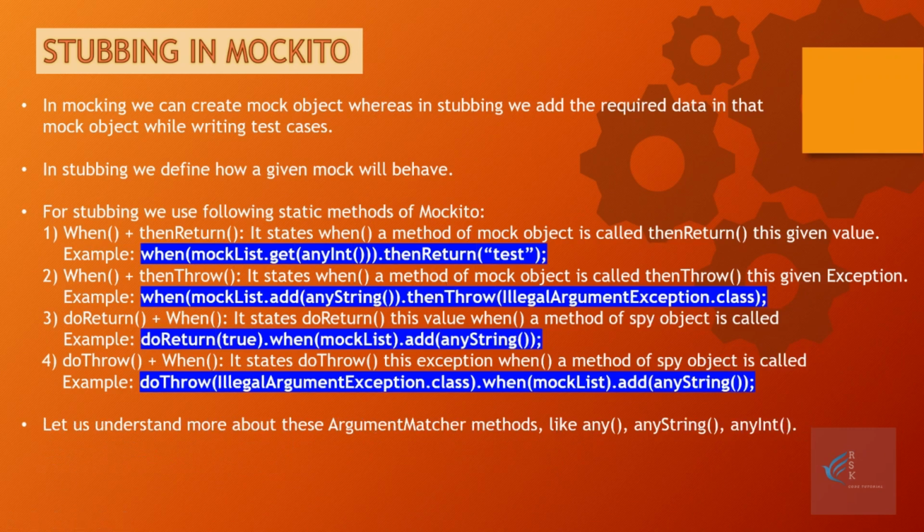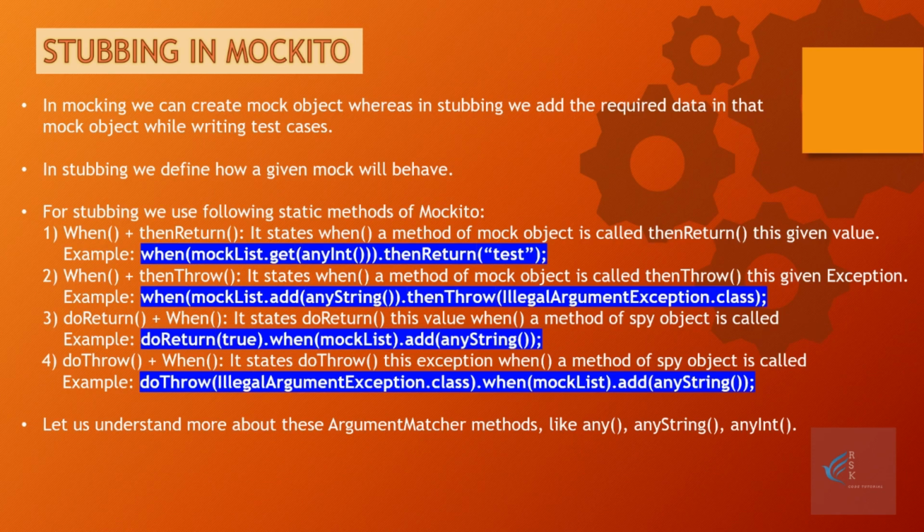In mocking, we create a mock object, whereas in stubbing, we add the required data to that mock object while writing test cases. So the mock object needs some data, which it gets from stubbing. In stubbing, we define how a given mock will behave, how it will behave during a positive test case, and how it will behave during a negative test case.